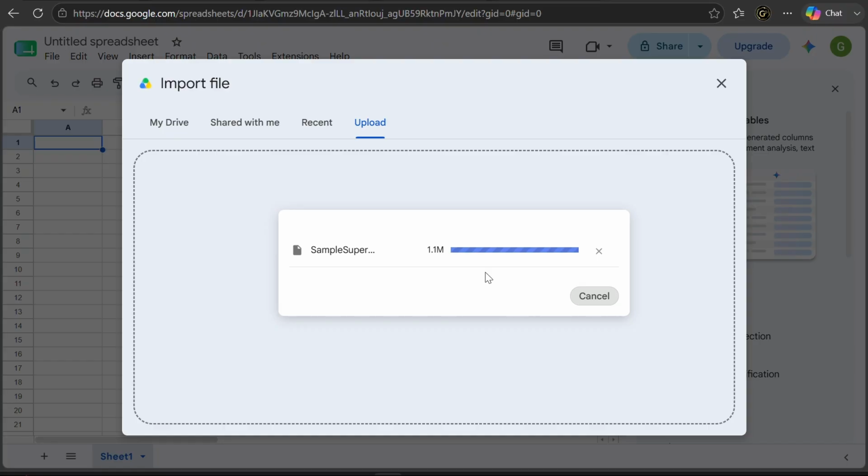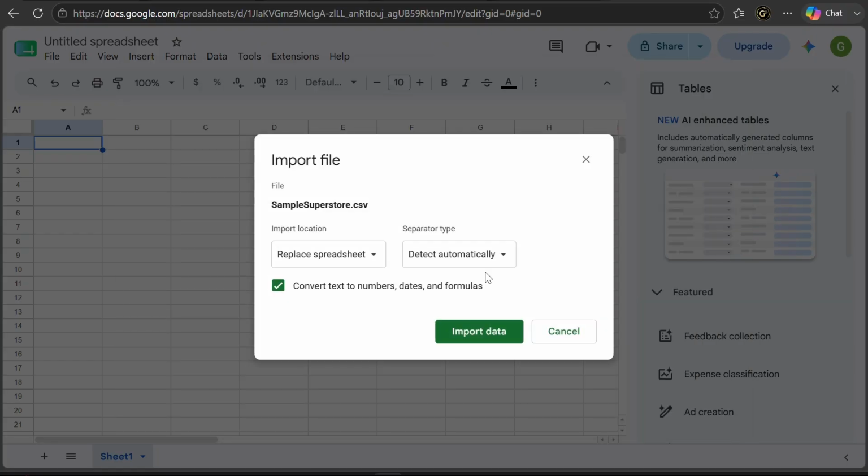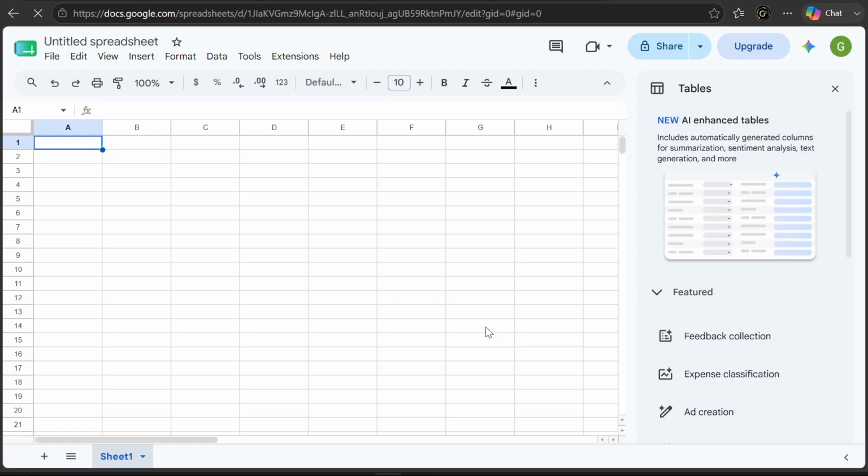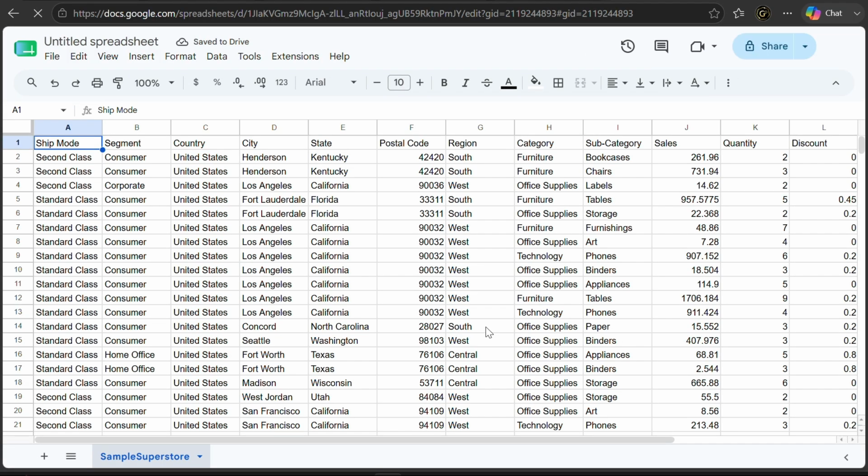Once it's done loading, it's a really large data set though. So I'm going to say replace sheet, separator type, detect automatically. I'm going to just say import data. So let's see what we have here now. Very good. So our data set is here already.